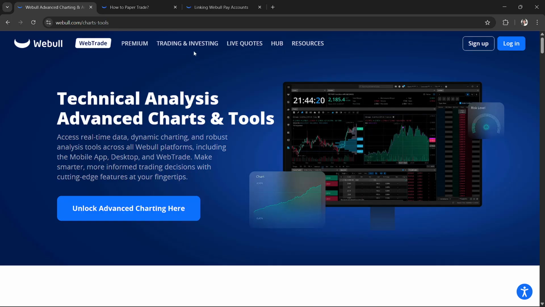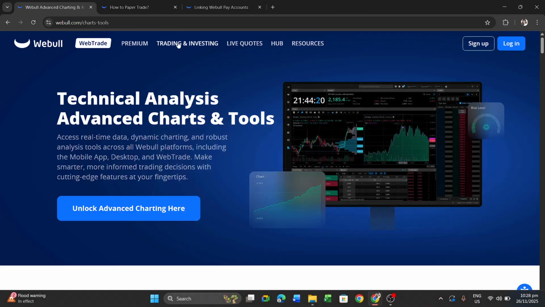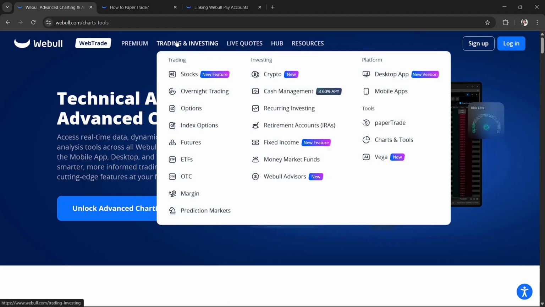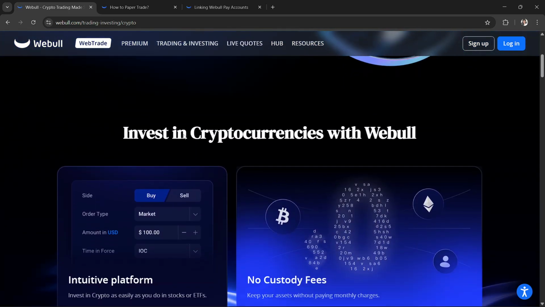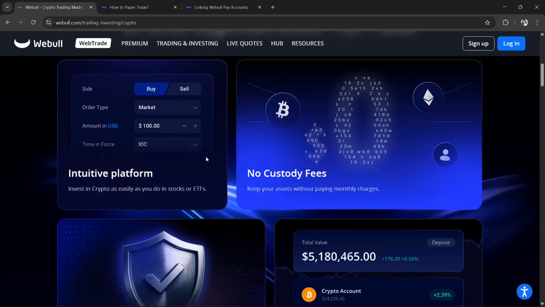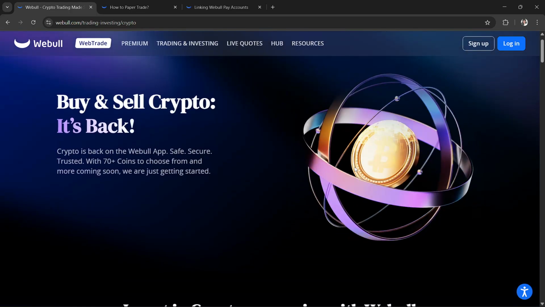Then go ahead and, by the way, you have to make sure that you've already logged into your account and then go to trading and investing and click crypto, which is right here under the investing section. So just wait for it to load. And what you will do, you should see something like transfer here.